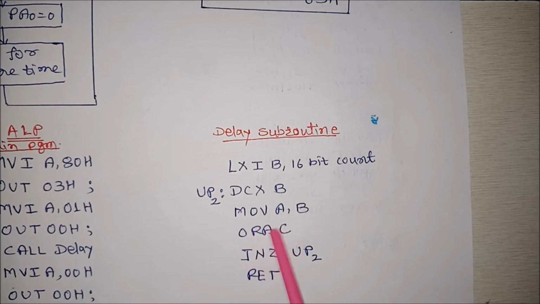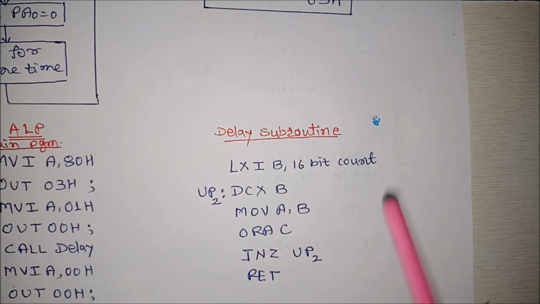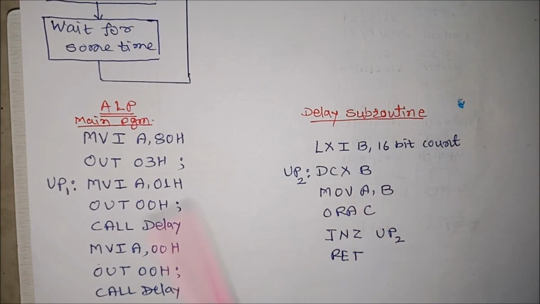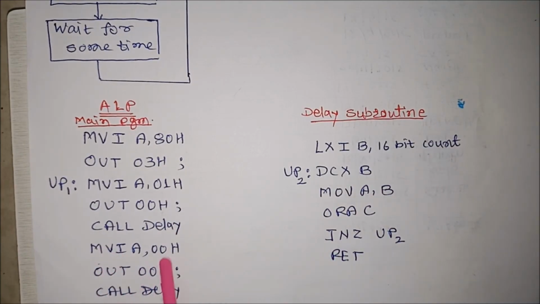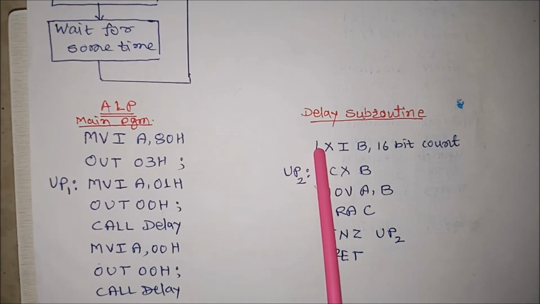That means for the first iteration, when I'm ORing C, the zero flag is reset, so the program goes up again, then DCX decrements the count and it repeats. When B and C contents are equal to 0, the zero flag will be set and the program will return to the main program. For the first return, the program will come here. Again 00 will be taken in the accumulator and it is output at port A. Here I am turning off the LED. Now I have to retain the LED off for some time, so I will call the delay a second time.